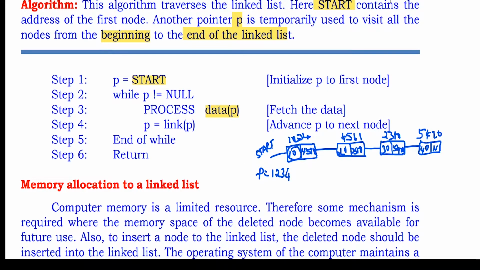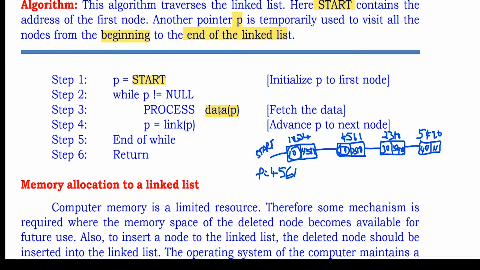So now the P value is replaced by link of P, which is 4561. So now it is changed, and this value becomes 4561. 4561 is not equal to null. So now we go to the data field of 4561, which is 20.